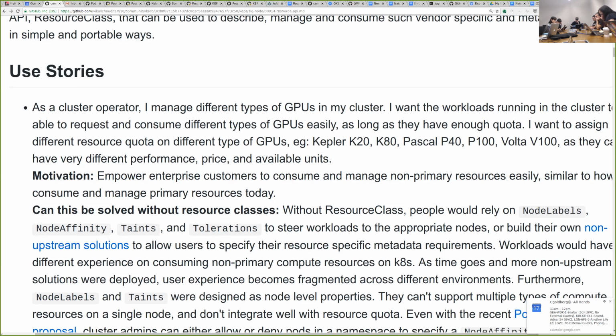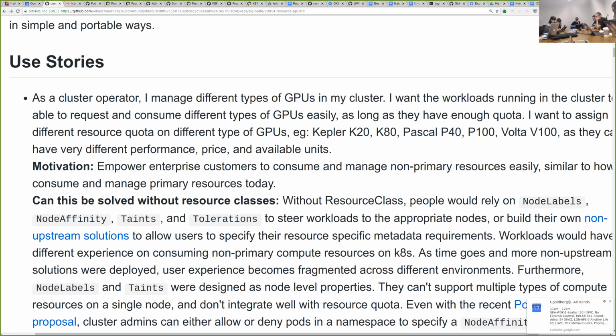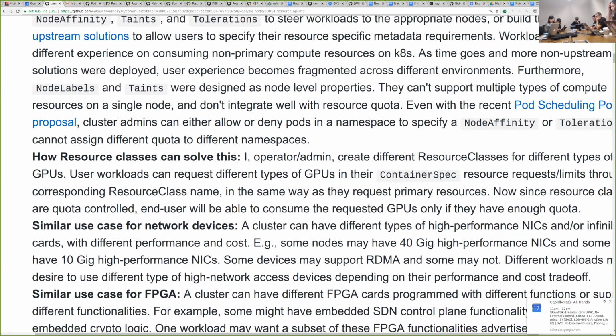Actually, we also saw some feedback from Henry from eBay. He manages eBay clusters, and he mentioned that he has many different types of GPUs. And he expressed the use case that he also wants to group different types of GPUs into a smaller number of categories, so that he doesn't need to tell all the workload developers, oh, I have a new GPU available, please modify your pod spec to use this new type of GPU.